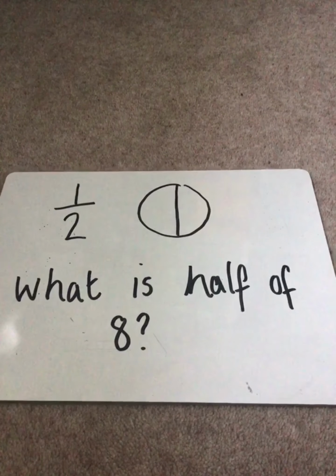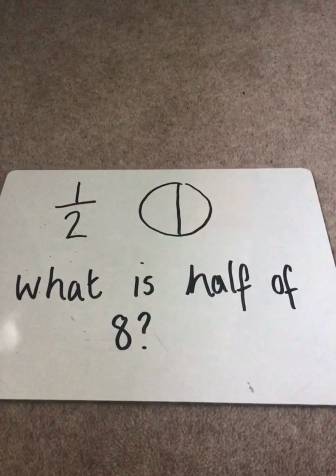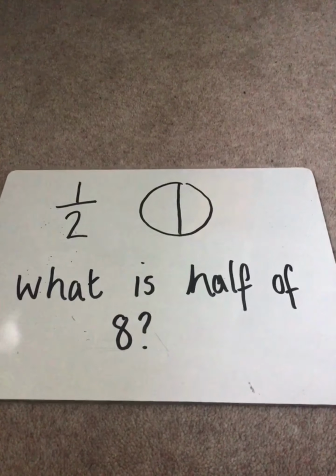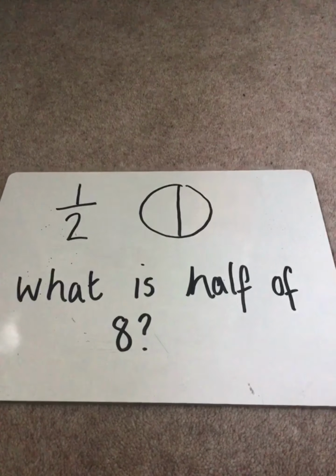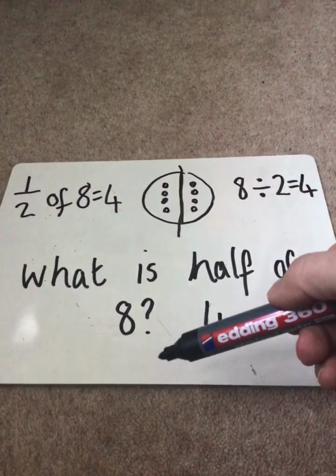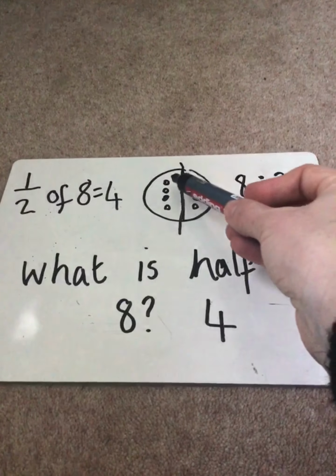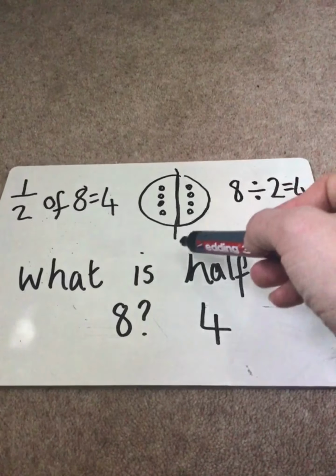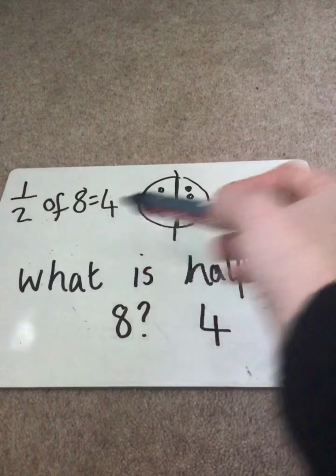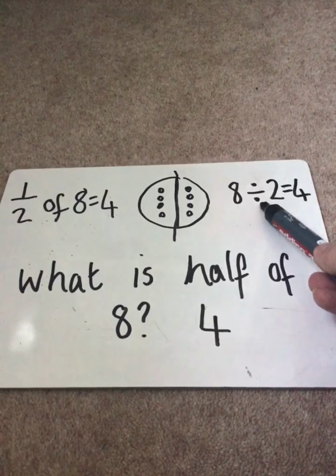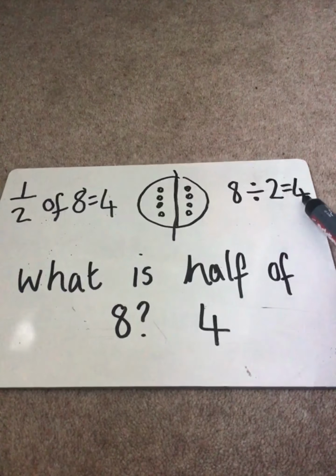Let's have a look. Let's start with an easy one. What is half of 8? You all know what half of 8 is. We've learnt this. Half of 8 is 4. 1, 2, 3, 4, 5, 6, 7, 8. Split it in half. Half of 8 is 4. Or 8 shared between or divided by 2 is 4.